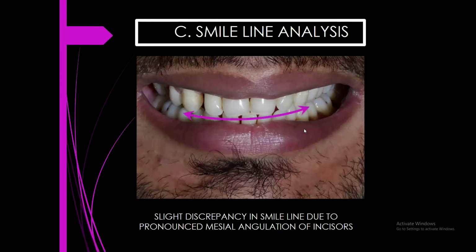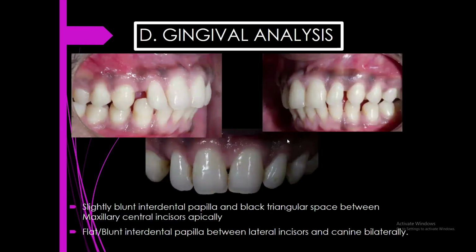The smile line analysis showed a slight discrepancy because of pronounced mesial angulation of the incisors. The smile line was not ideal. The gingival analysis showed blunted papillae because of the gaps or diastemas that he had. Also, there was a dark interdental triangle visible.